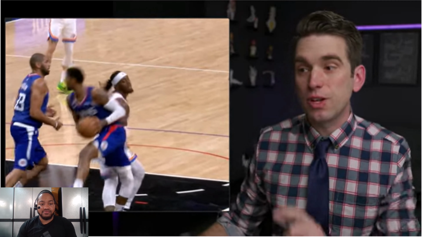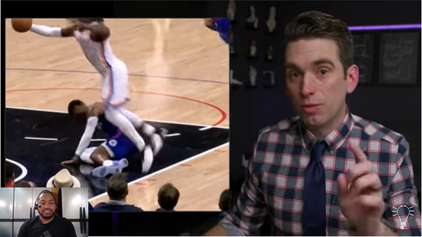Paul George suffered a very painful and concerning looking right knee injury on this play after hyperextending it when he came down. In this video, we're going to walk through what exactly could have happened.